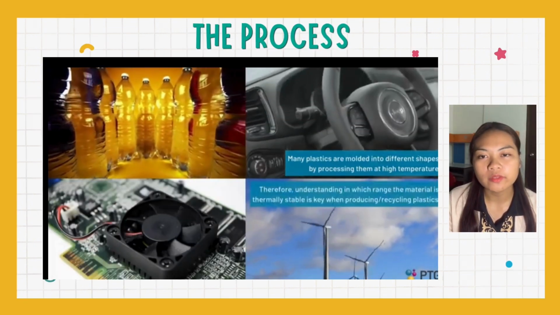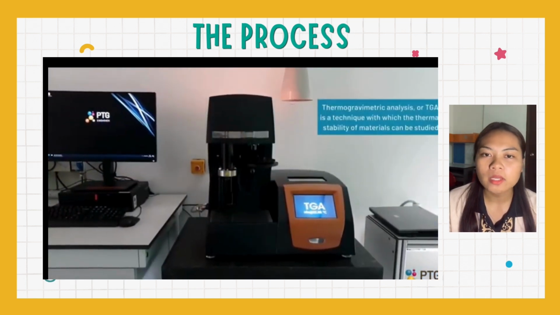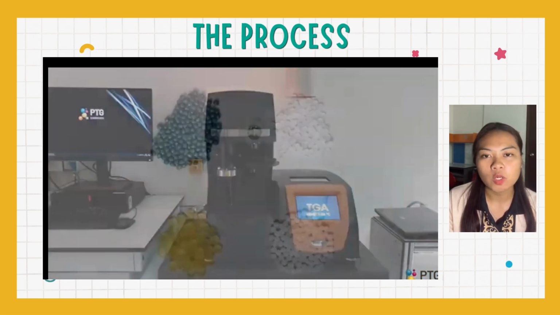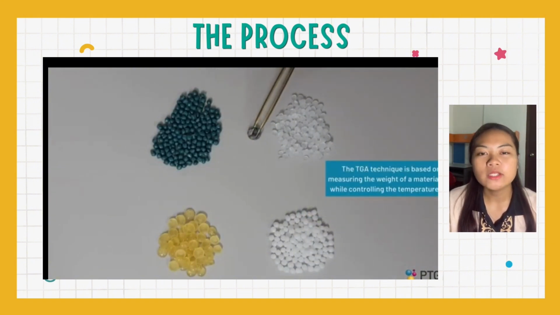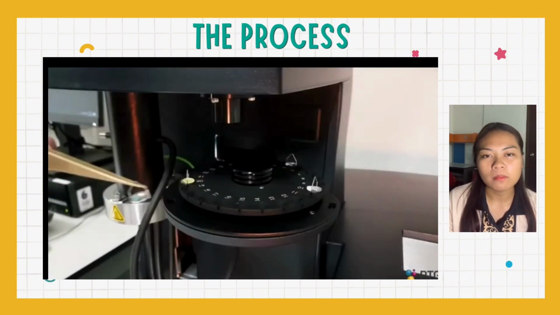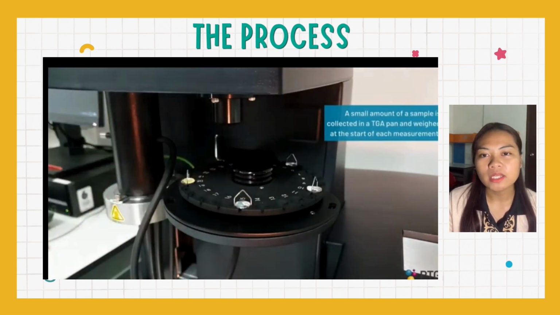Process. According to this video, thermogravimetric analysis is a technique used to measure the change in mass of the material as a function of temperature or time. Here is a step-by-step explanation of how it works. Firstly, prepare the sample: a small amount of the sample is placed in the sample holder. The initial weight of the sample is recorded.